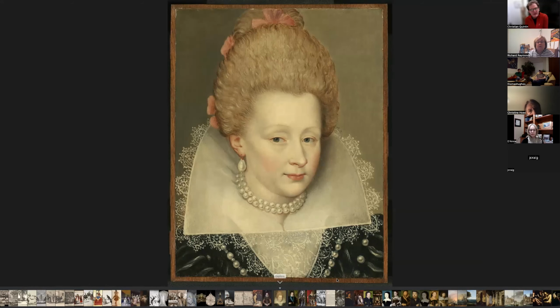This is a painting by Étienne Dumonstier. He was a Renaissance portrait painter of the royal family. He was born in 1540, and he was patronized by Catherine de Medici, who was the Queen of France by marriage to Henry II. So this is a portrait of her. We don't know who the woman is.